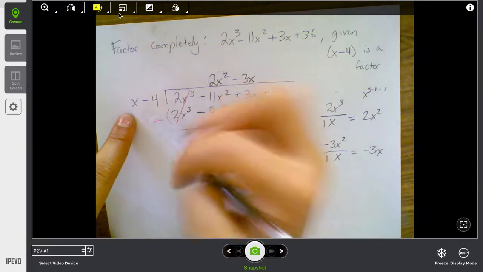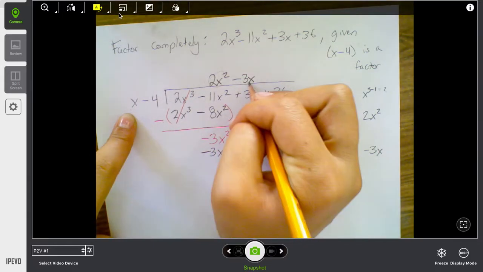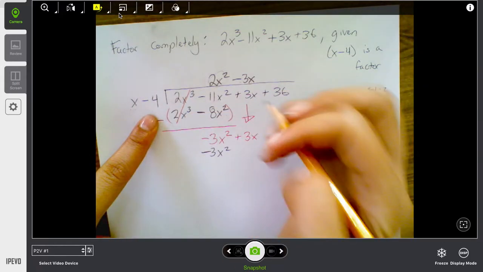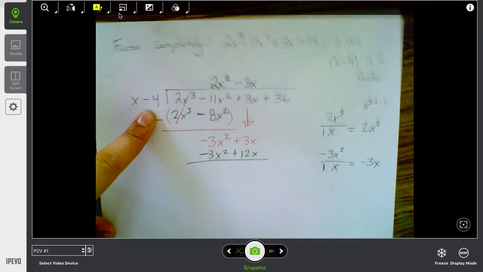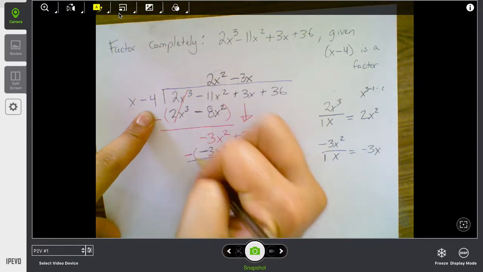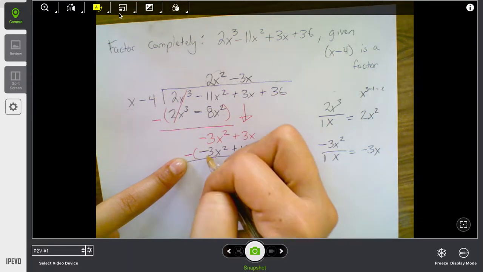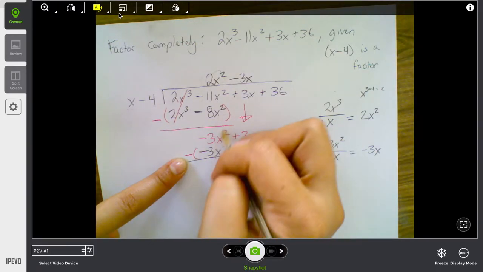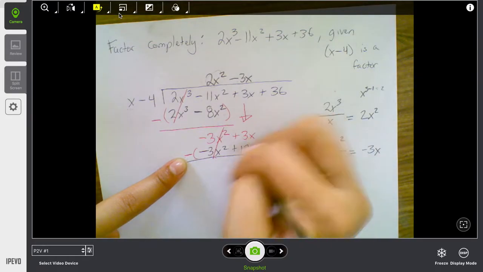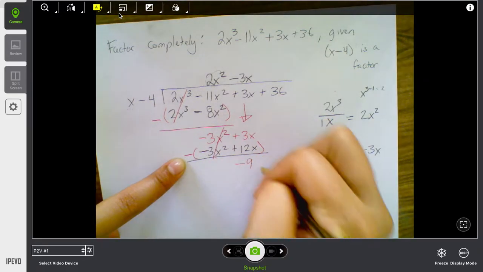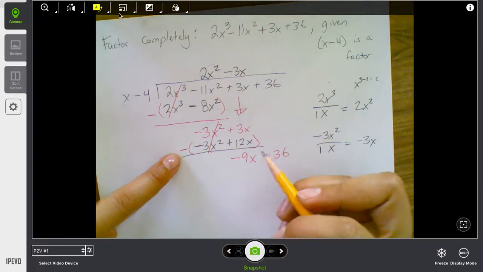Negative 3x times x is negative 3x squared. Negative 3x times negative 4 is positive 12x. And then I'm going to go ahead and subtract the bottom expression with the top expression. So these cancel out. Negative 3 minus negative 3 is like saying negative 3 plus 3x squared. Cancels out, zeros out. 3 minus 12x is negative 9x plus 36. And then I do it all over again.